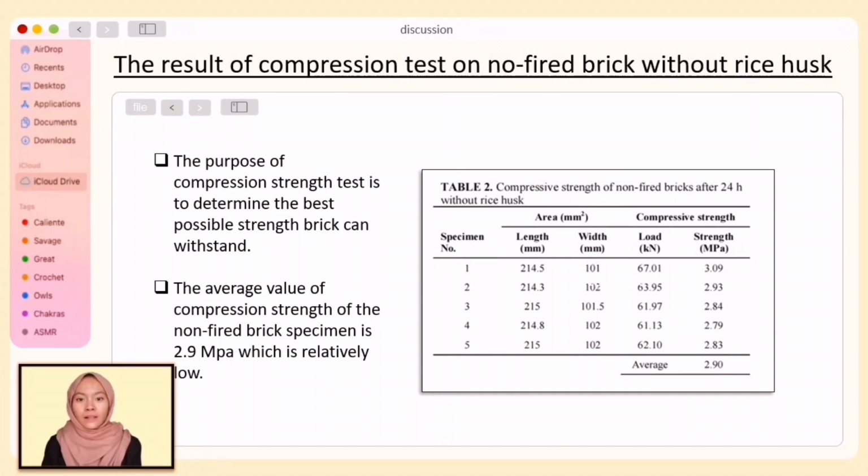The result of the compression test on the non-fire brick with the rice husk. The purpose of the compression strength test is to determine the best possible strength the brick can withstand. The average value of the compression strength of the non-fire brick specimen is 2.9 megapascal, which is relatively low. It is necessary to notice that the specimen is tested after 24 hours of sun drying, and that is why the compression strength is relatively low.